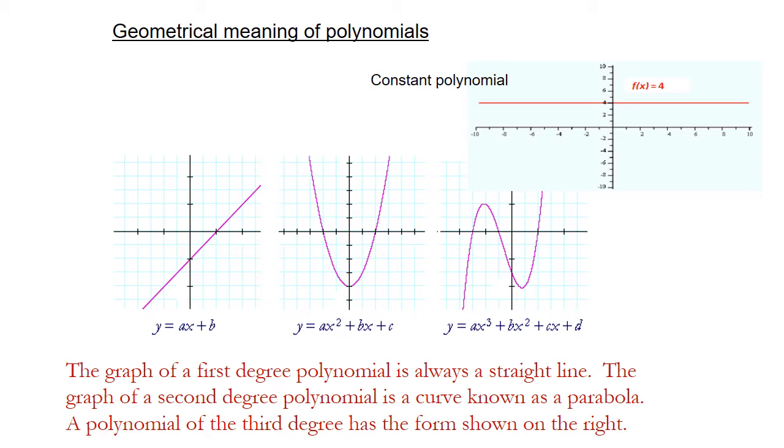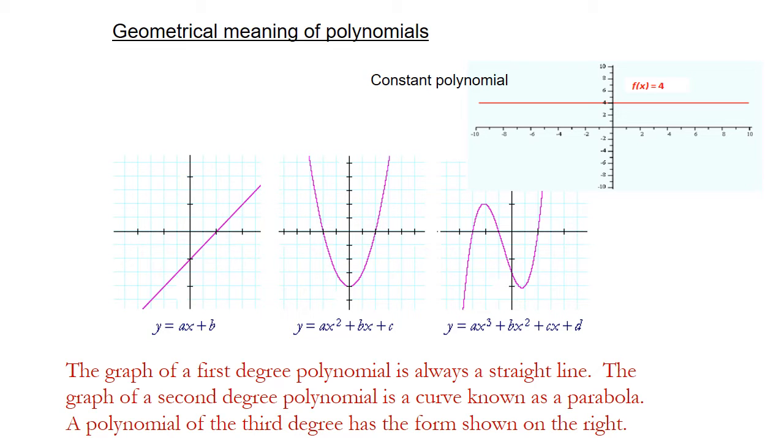Now observe here, y is equal to ax plus b. The degree of this polynomial is 1. So a first degree polynomial always represents a straight line. Now observe the next figure, y is equal to ax square plus bx plus c. This is a second degree polynomial. It always represents a curve known as a parabola. And observe the next figure, y is equal to ax cube plus bx square plus cx plus d. This is a third degree polynomial. A third degree polynomial is also a curve.